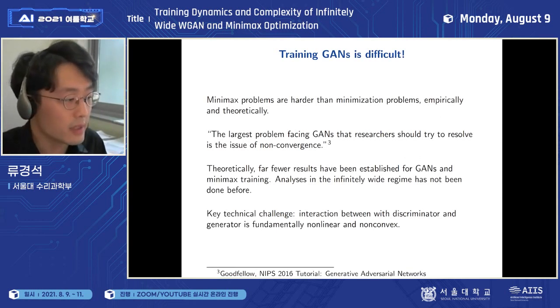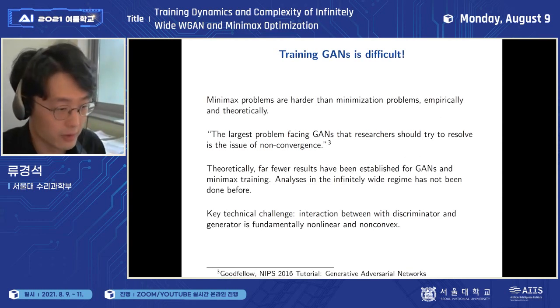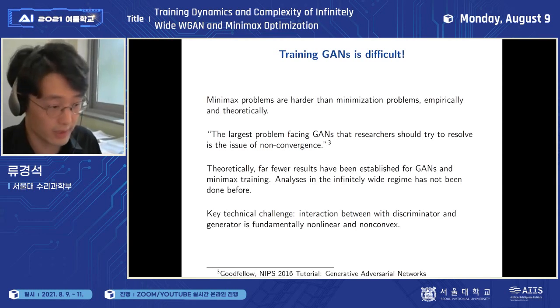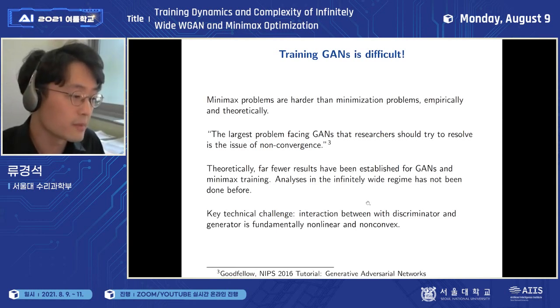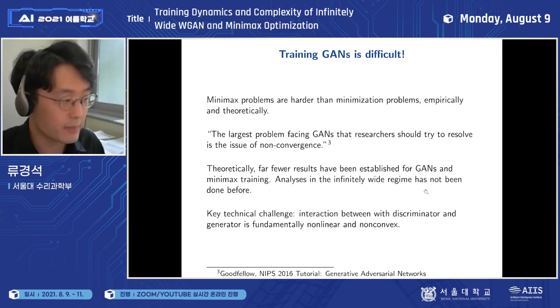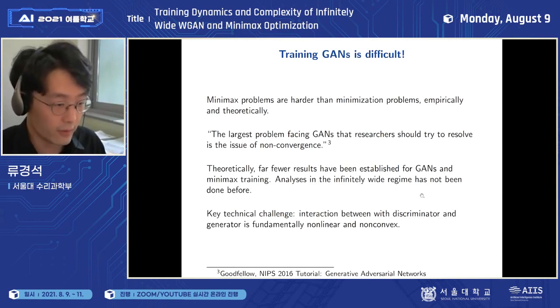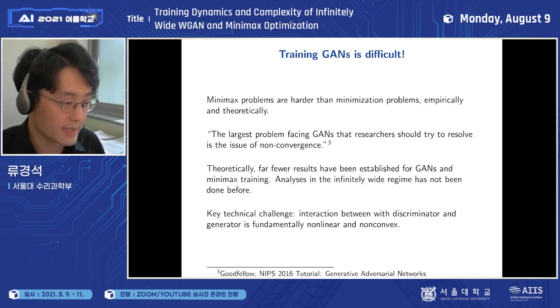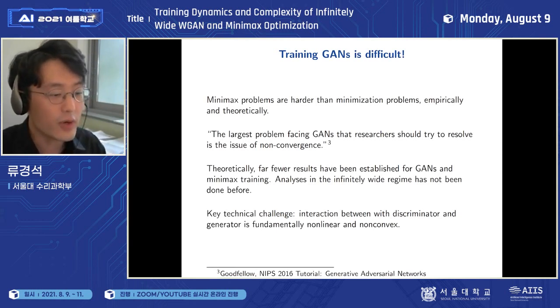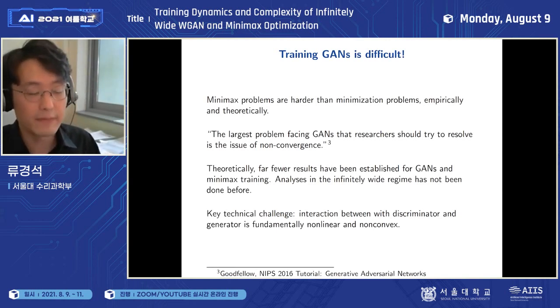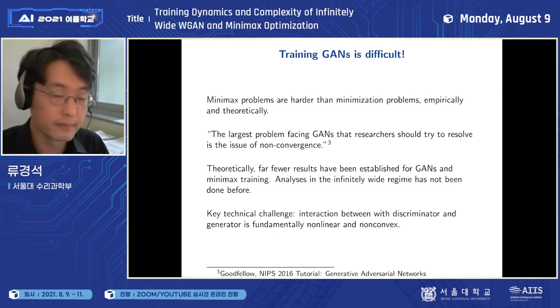And theoretically speaking, far fewer results have been established for GANs compared to the supervised learning setup. And in particular, the infinitely wide regime has not been studied before for GANs. And the key technical challenge that makes this difficult is that the interaction between the discriminator network and the generator network is fundamentally nonlinear and non-convex, even in the infinite width regime.